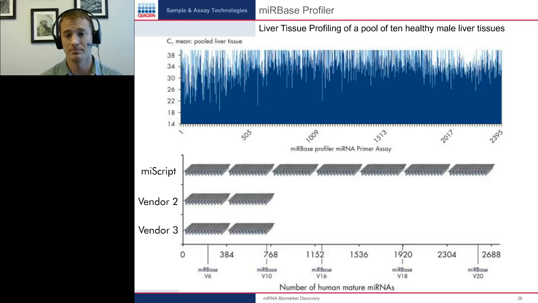may be relevant. So what we do is we offer as many assays as we can possibly validate and let you decide how it fits in with your experiment and whether they are relevant for your experiment of interest. And this is just a comparison of the coverage that we have in comparison to other leading vendors. We have coverage through miRBase version 21 for miScript, while the other two vendors that I have listed have coverage through approximately miRBase version 10.